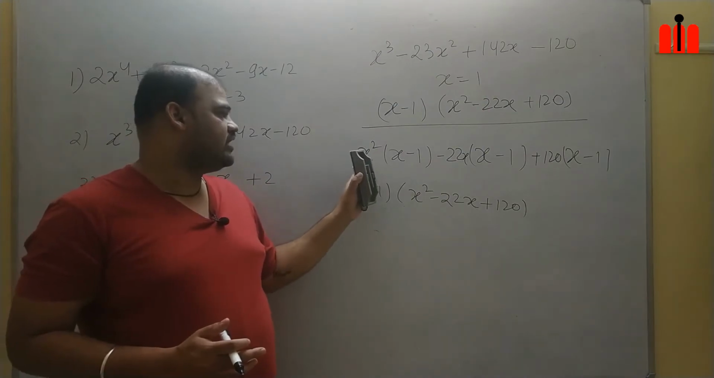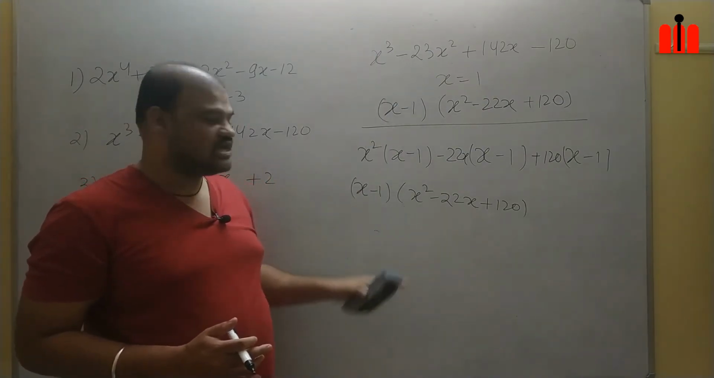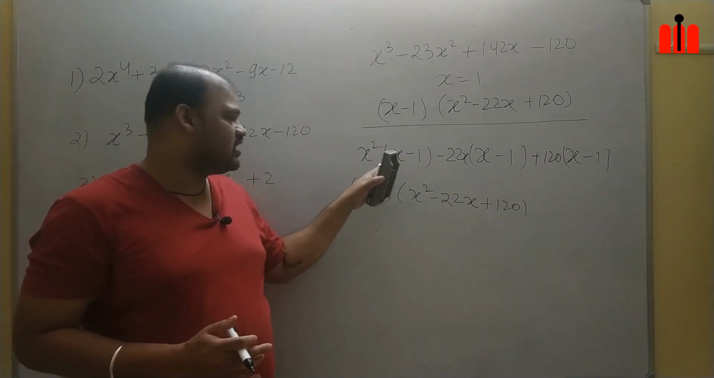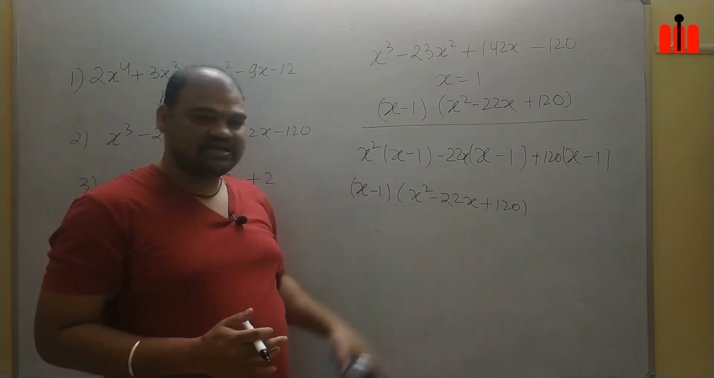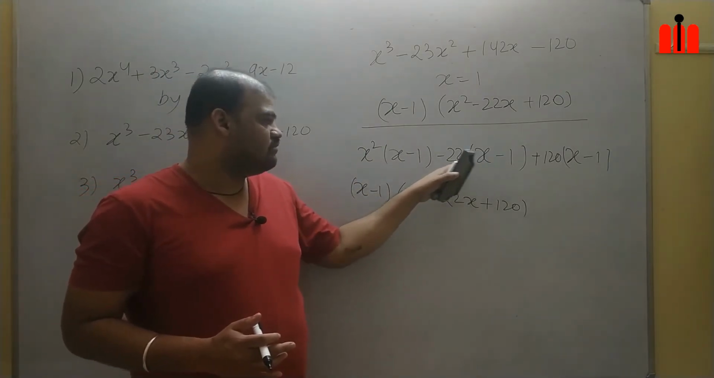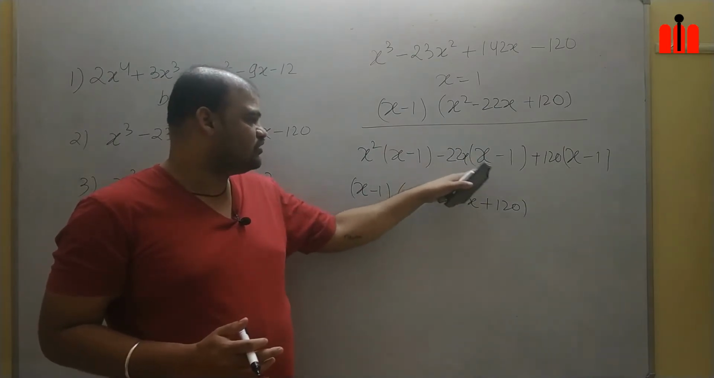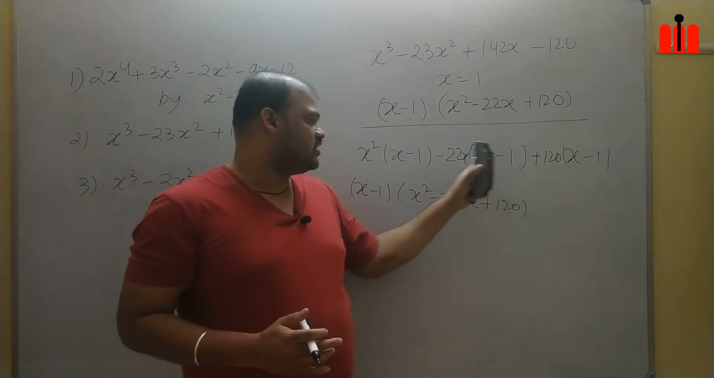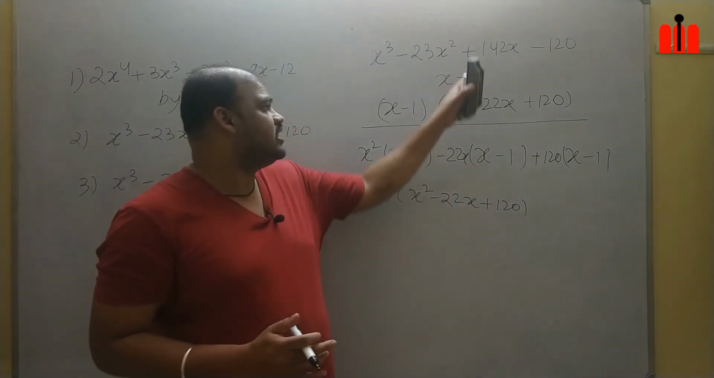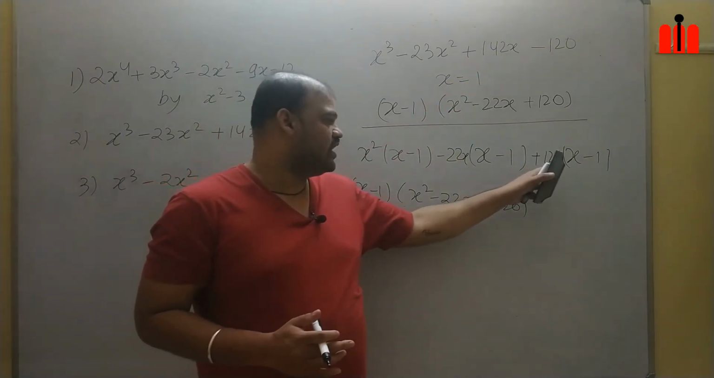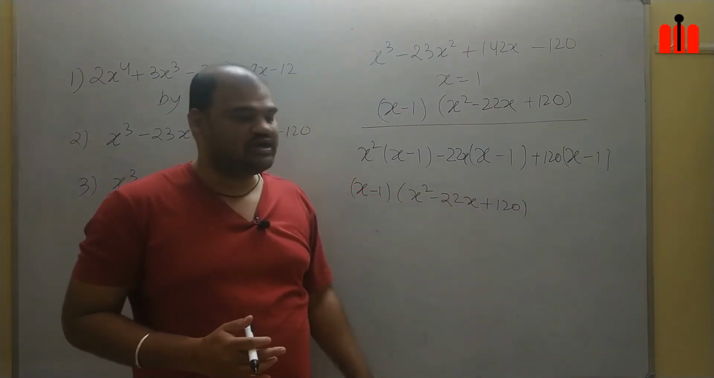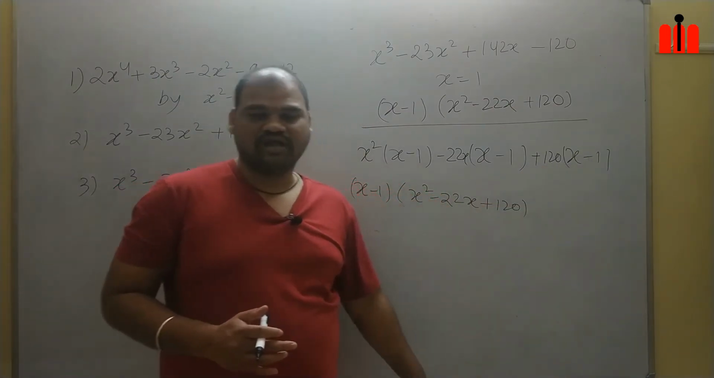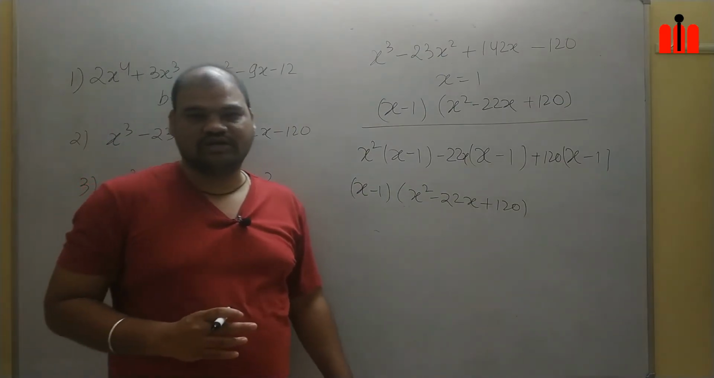After that you write, first you have to make x cube, so you multiply it with x square, it will become x cube minus x square. So here you will multiply with minus 22x, you will get minus 22x square minus x square, minus 23x square, and after that it will become plus 22x. Here you are having 142, so to make it 142 you have to add 120, so 120x minus 120, which is the constant term.